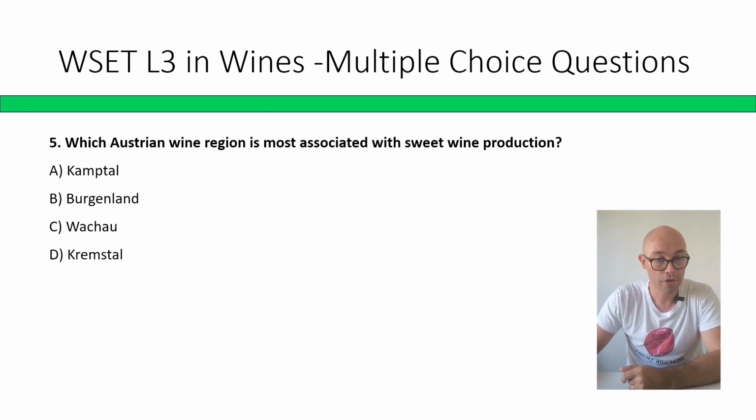Which Austrian wine region is most associated with sweet wine production? Kamptal, Burgenland, Wachau, Kamptal. The correct answer is B, Burgenland.